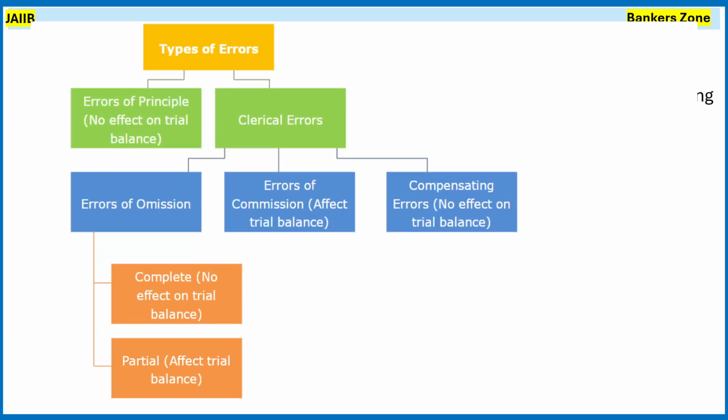So finally, what did we learn? See, there are different types of error. One is the error of principle, another is the clerical error. Clerical error is further divided into omission, commission, and compensating error. And further, omission can be complete or partial.